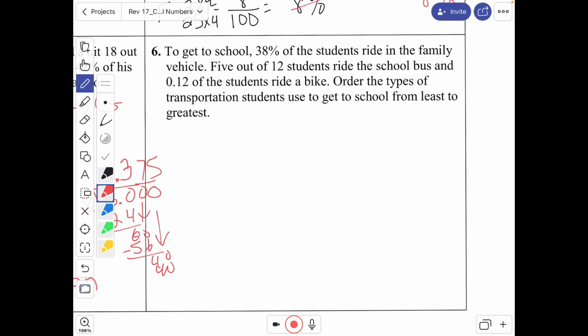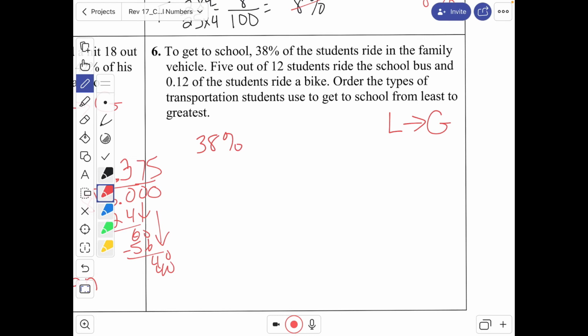Number 6. To get to school, 38% of the students ride in the family vehicle. 5 out of 12 students ride the school bus, and 0.12 of the students ride a bike. Order the types of transportation students use to get to the school from least to greatest. This time it doesn't tell me whether I want to have them as percents or decimals, so we're just going to pick decimals.